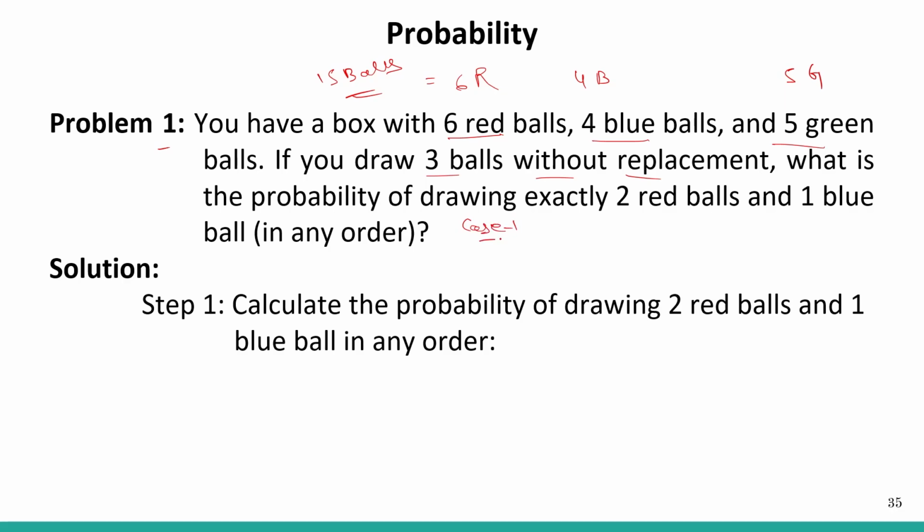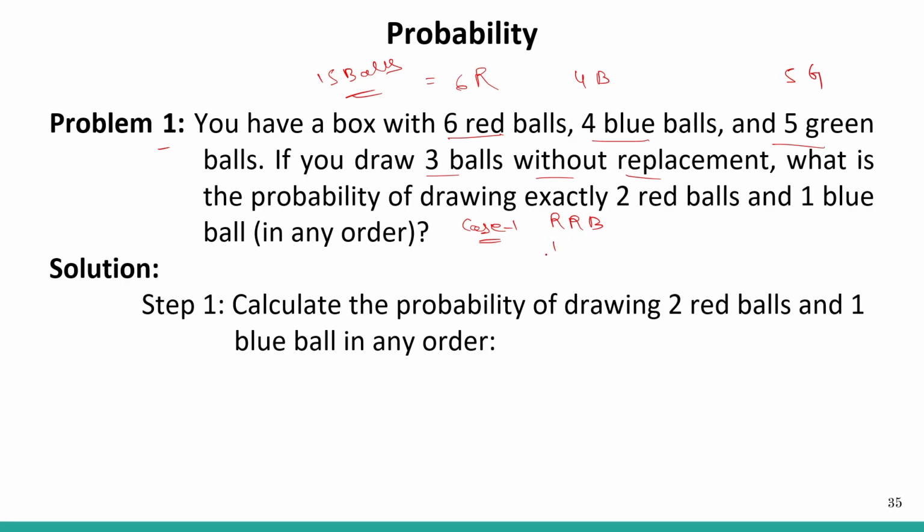In case 1, first you draw 2 red balls, then following 1 blue ball, right? First 2 red balls, then 1 blue ball. So what is the probability that you will be picking up first 2 red balls and then 1 blue ball? So it will be RB, red and blue, right? So let's see. So it will be equal to what?